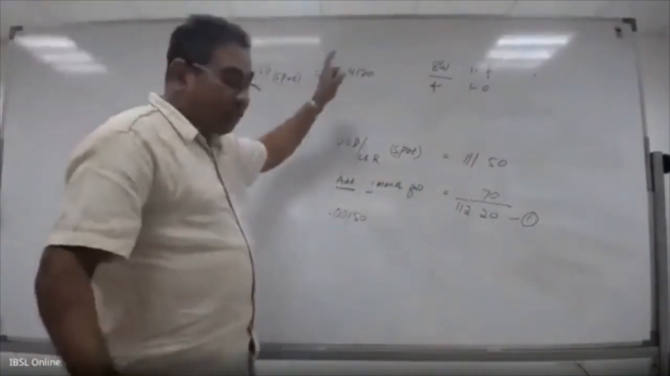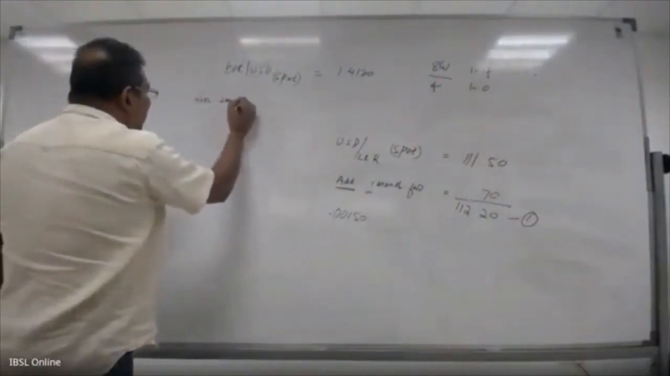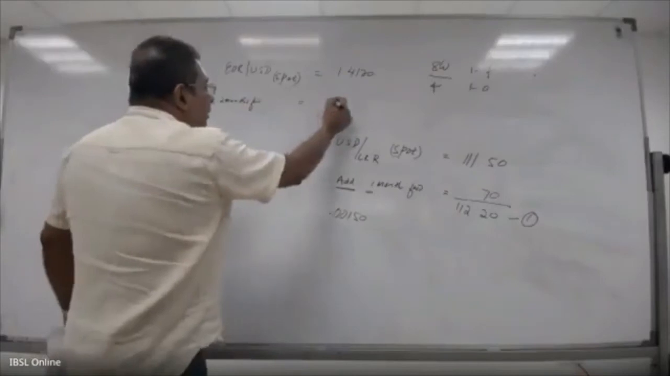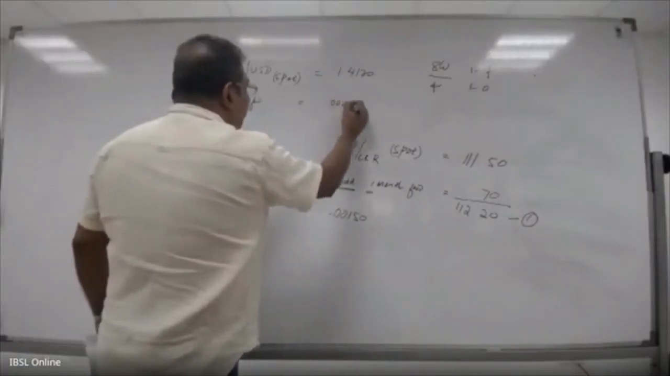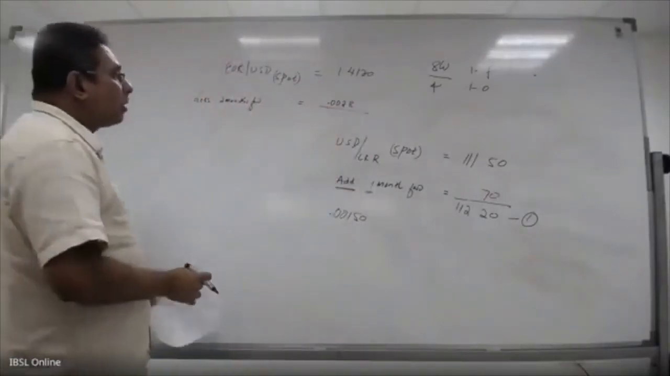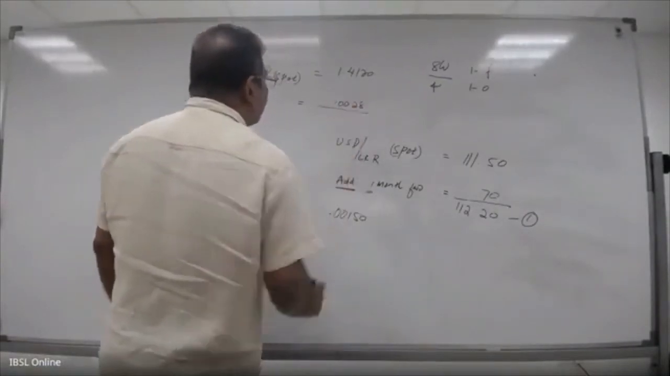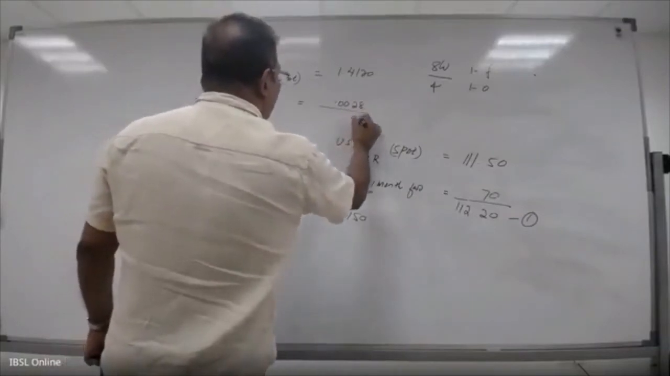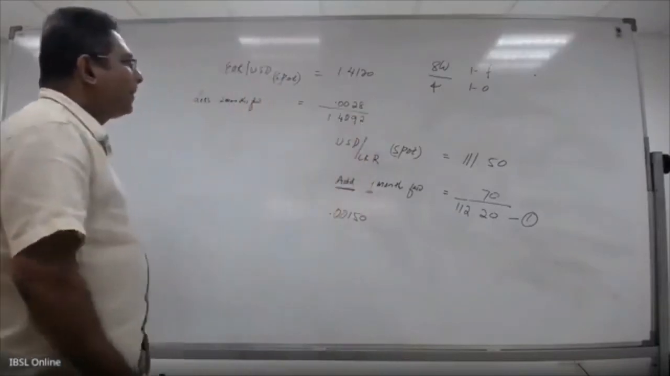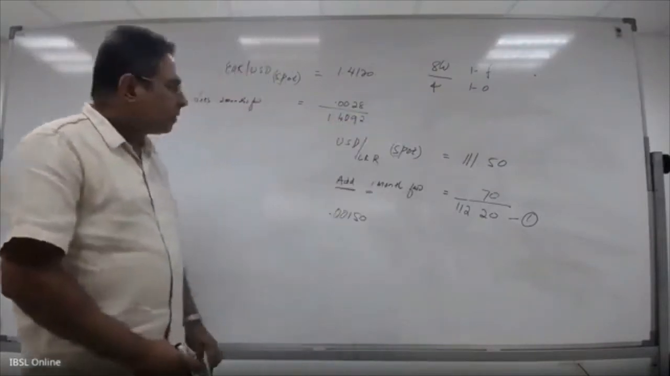So you'll be with the spot 1.42 now. I will say this: 2 months forward equal to 0.0028. 1.4192. I hope my subtraction is correct there.